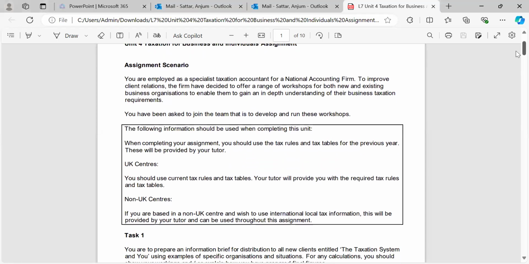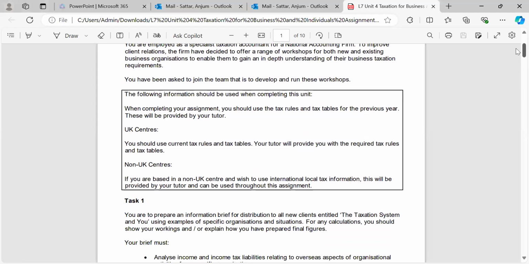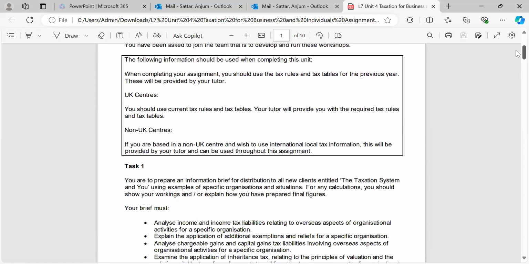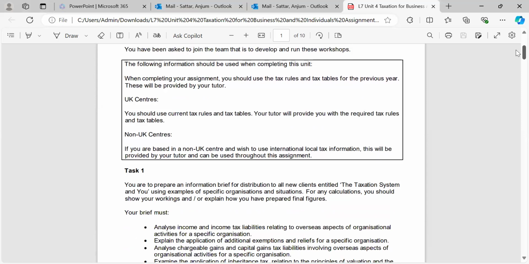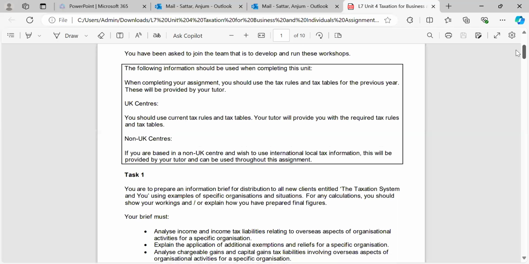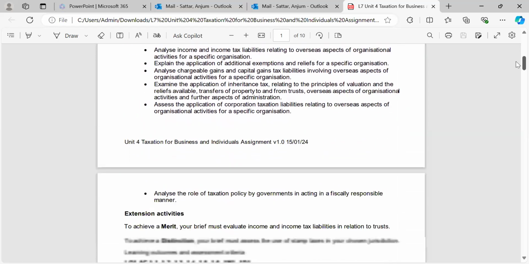So we need to look around when completing your assignment. You should use the tax rules and the tax tables of the previous year. These will be provided, which I sent you, and which we included in our PowerPoint slides as well, all the rates. Other than that, you can follow the Finance Act 2023 and 24. You can use 24/25, but until 31st January we can even use the old rates, because the last date of return is normally 31st Jan. For the UK centre, you should use the current rules and tables, and of course, non-UK centres differ. This is just guidance.